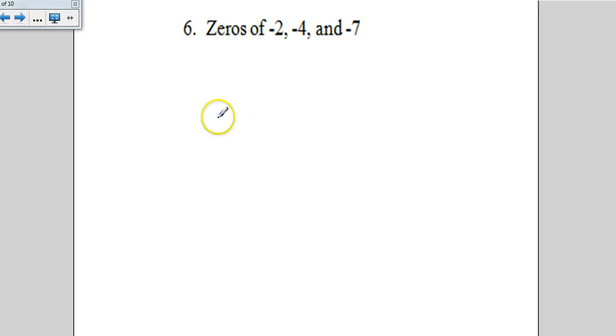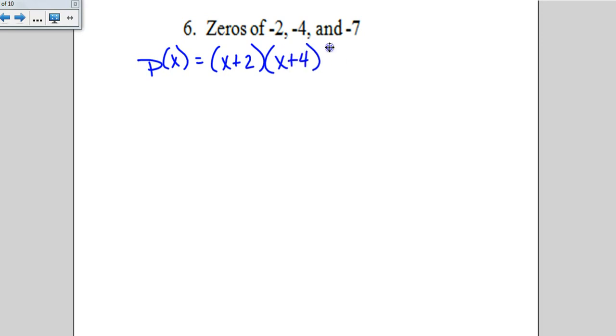Okay, the next problem. Since I have a 0 at -2, that means my original factor was x plus 2. And then a 0 at -4 means my original factor was x plus 4. And then if my solution is -7, my original factor was x plus 7. So again, I need you to FOIL this out, or distribute this out. Let's multiply the back two together.